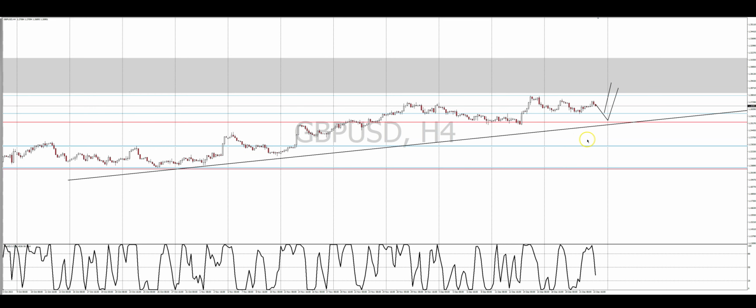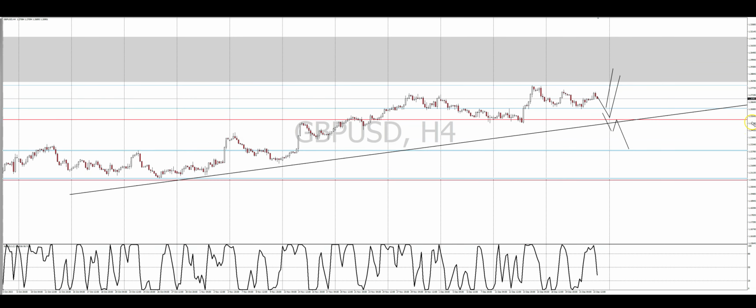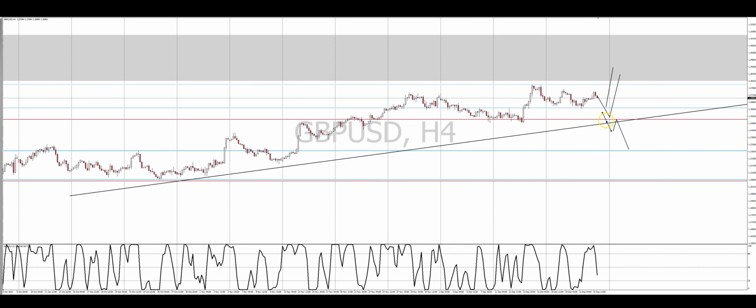Or price may, support turns into resistance, then we'll be looking to go short to this first level right here. Trading is as simple as that, guys. Easy as 1, 2, 3.